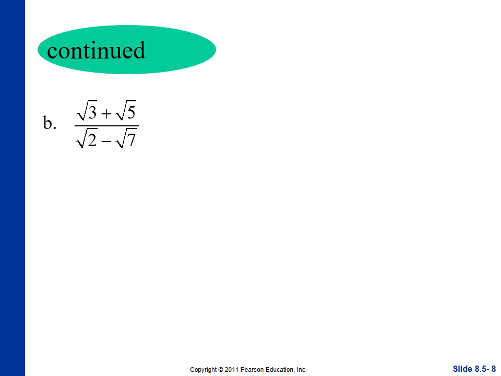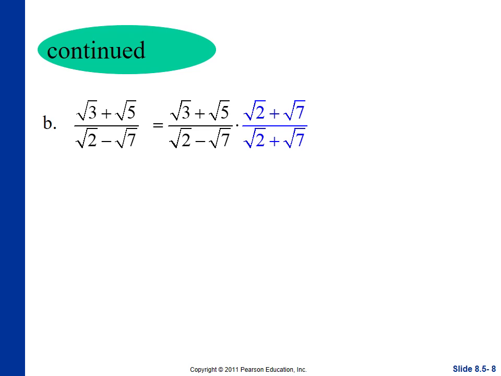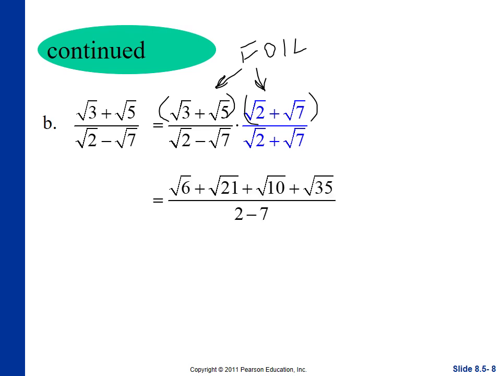Now, square root of 3 plus the square root of 5 over the square root of 2 minus square root of 7. So there's two parts to this. Again, we've got to come up with the conjugate. Over here, we could use FOIL to multiply these two together. In the next step, you'll see this becomes square root of 6 plus square root of 21 plus square root of 10 plus square root of 35 all over 2 minus 7. And we would simplify 2 minus 7 as negative 5.